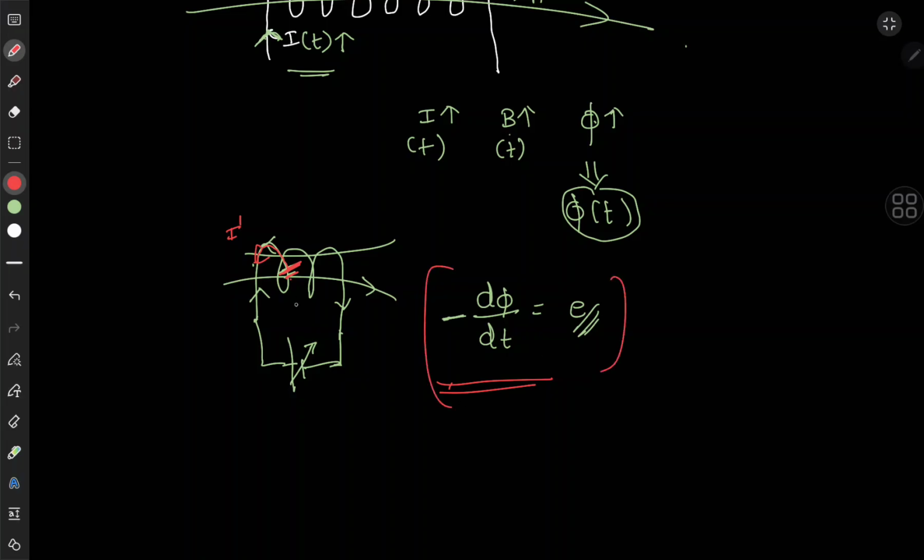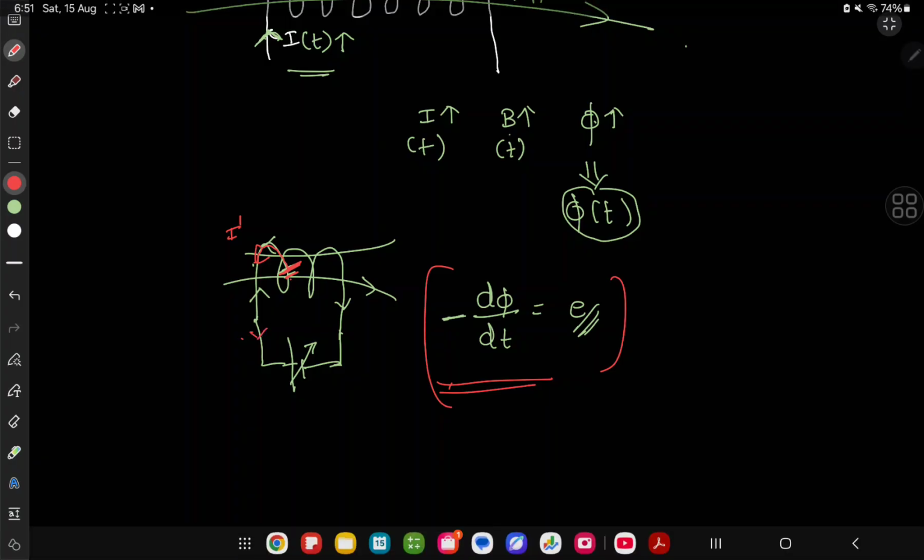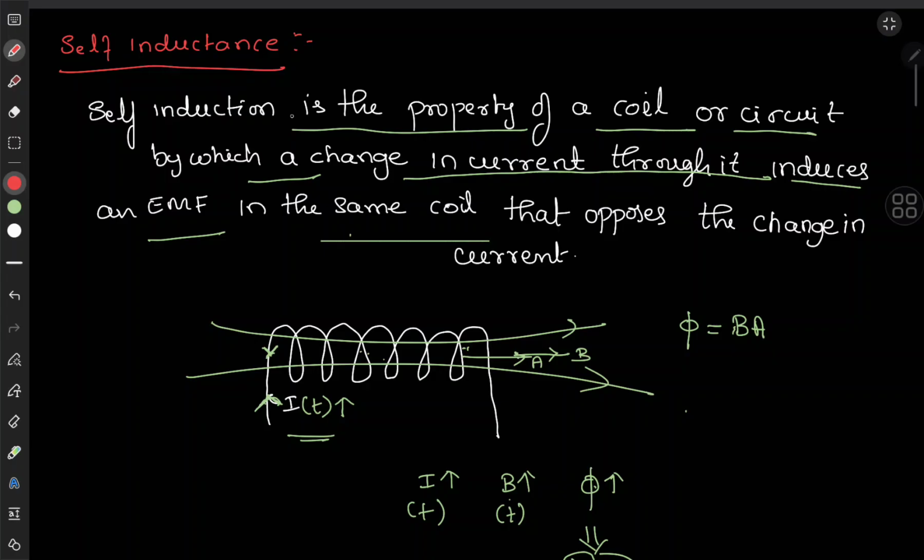The magnetic field produced by the same coil is responsible for the magnetic flux in the coil, and that flux is changing with respect to time. That same flux will induce the EMF in the coil. So this is going to be called self-induction. Clearly understand this. Self-induction is a property of the coil or circuit by which a change in current through it induces an EMF in the same coil that opposes the change in current.